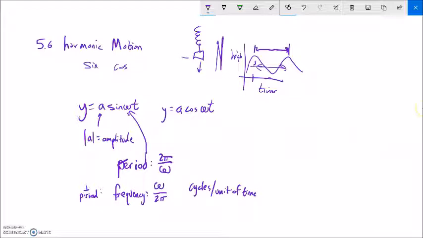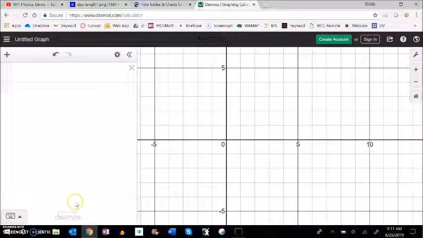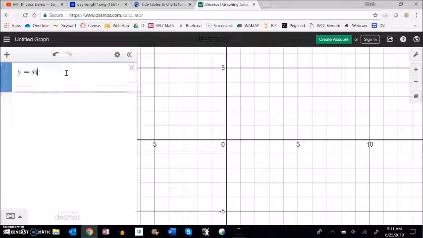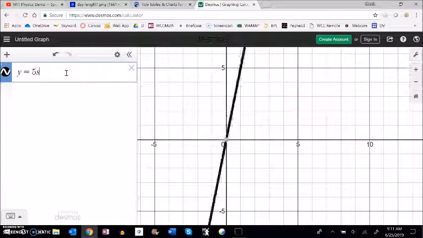So let's take a look at decimals for this. And let's just graph something like y equals 5 sine of 2t.